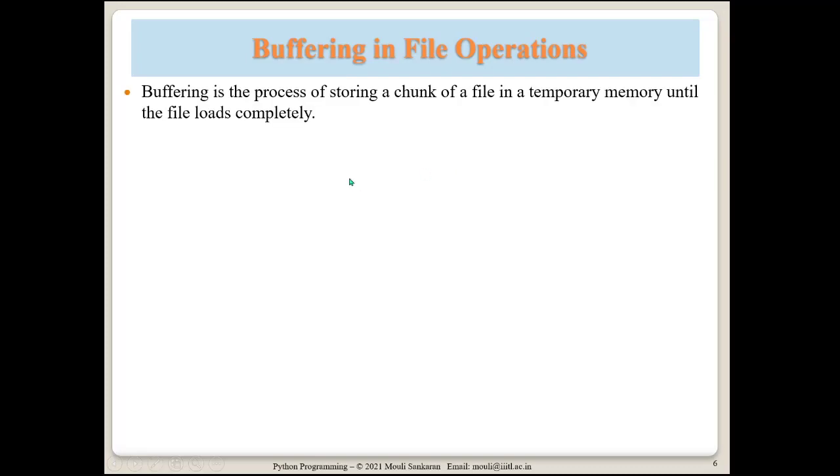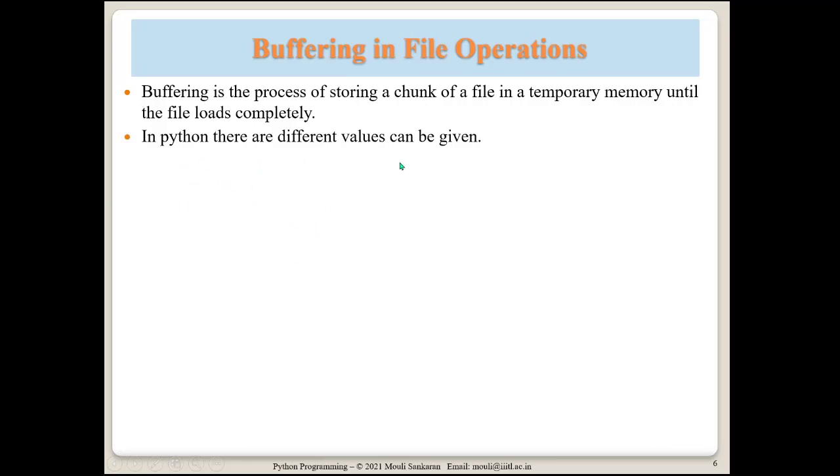So buffering is the process of storing a chunk of a file in a temporary memory. When I say memory here, it is the main memory. Okay, the DRAM, whatever we have in main memory, it is stored there until the file loads completely. Sometimes buffering refers to the hard disk controller memory, but normally buffering is done by Linux or Windows on the main memory itself. Okay, it is brought into the main memory. A separate memory is reserved for that, so that file accesses are faster.